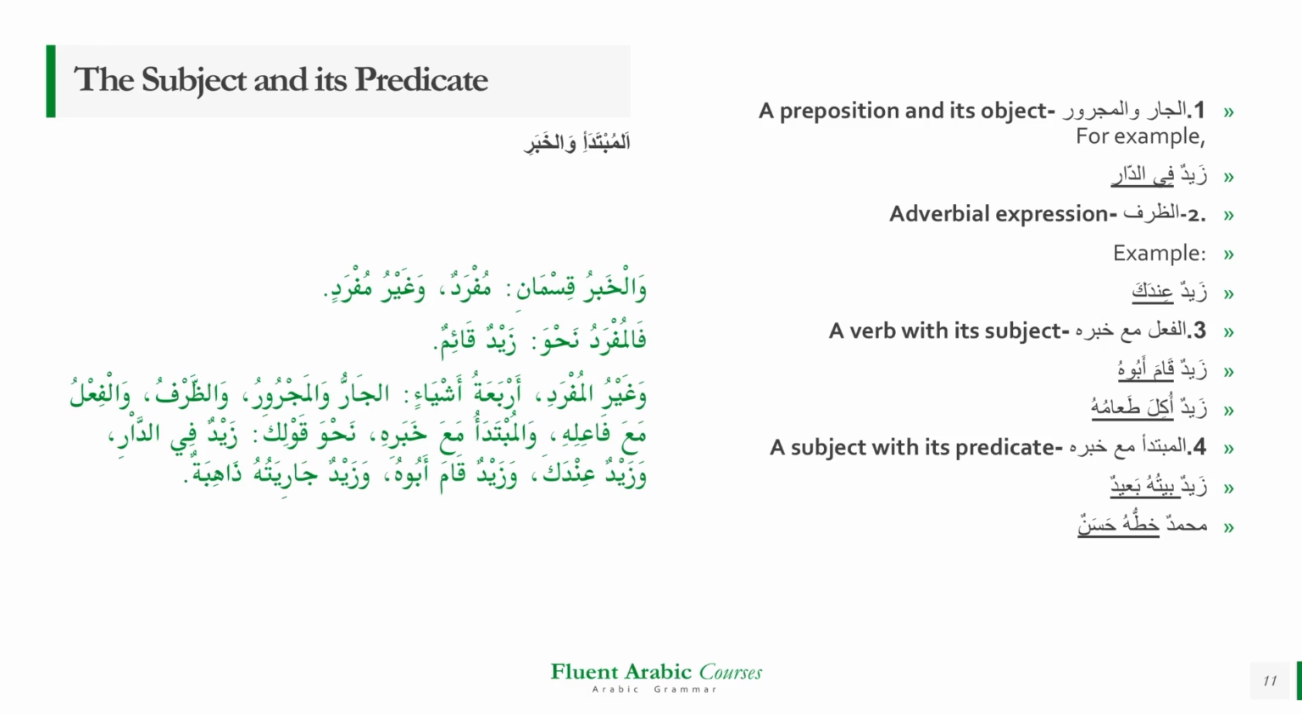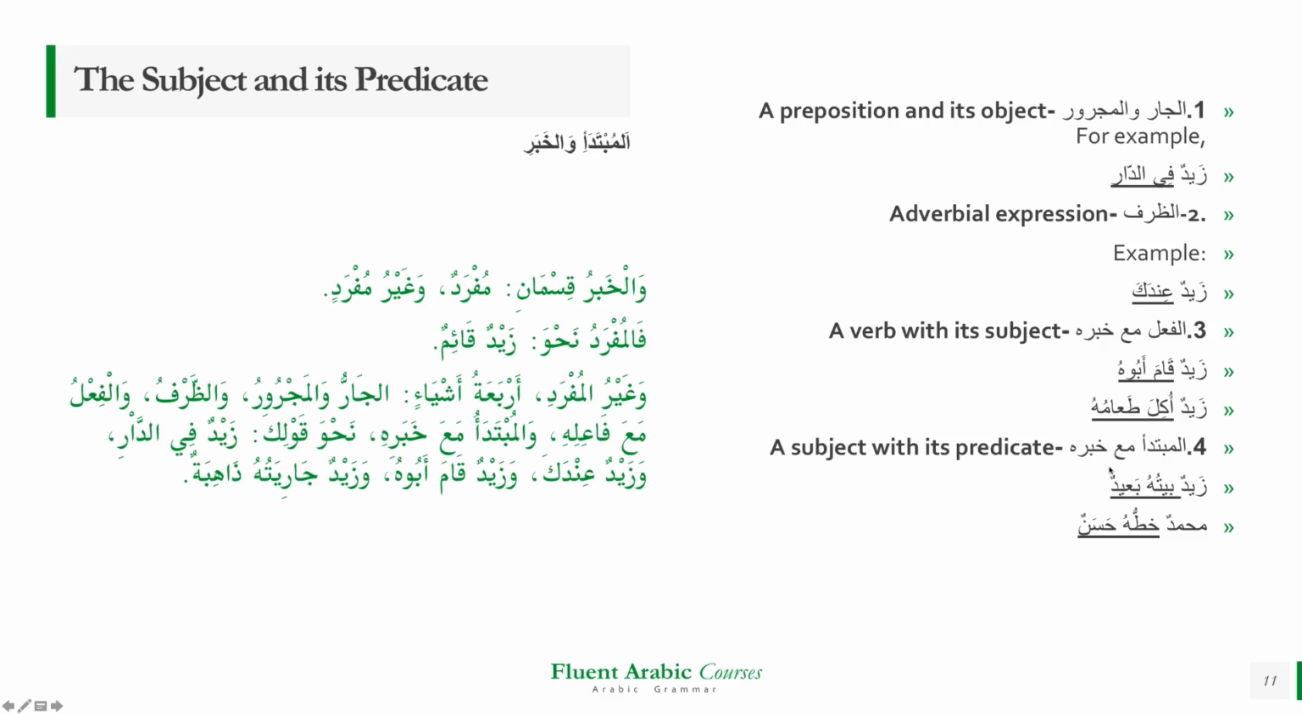Then we have a verb and its subject. So if you say Zaydun qama abuhu, it's a perfectly correct sentence, but what is the khabar here? Zaydun is the mubtada, and the khabar is made up of both of these words, qama abuhu. Zaydun ukila ta'amahu. So ukila is the example for na'ib fa'il here. So Zaydun ukila ta'amuhu, ukila ta'amuhu is the khabar.